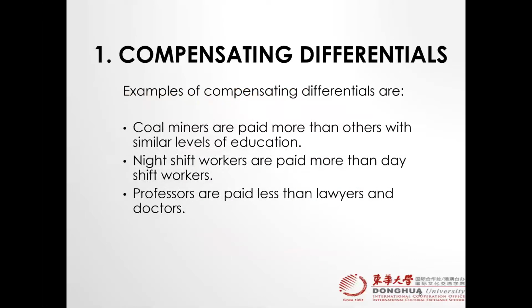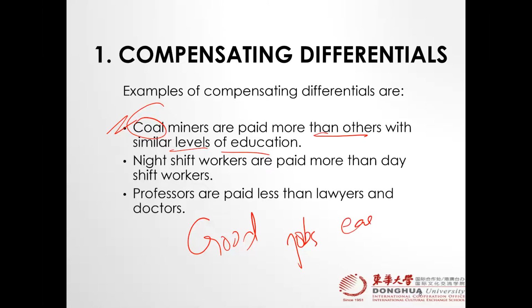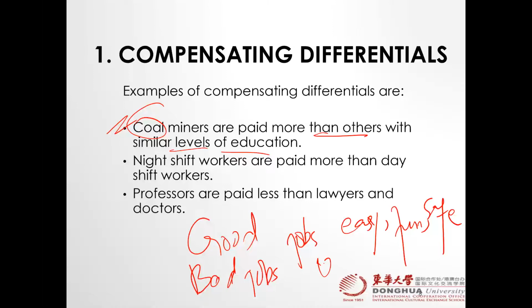For example, here coal miners are paid more than others with the same levels of education. So if you don't have any college degree or school degree, and if you go to coal mining, you will be paid well as compared to other jobs. And why is that? Good jobs means easy jobs, fun oriented, safe jobs. Bad jobs mean dangerous.